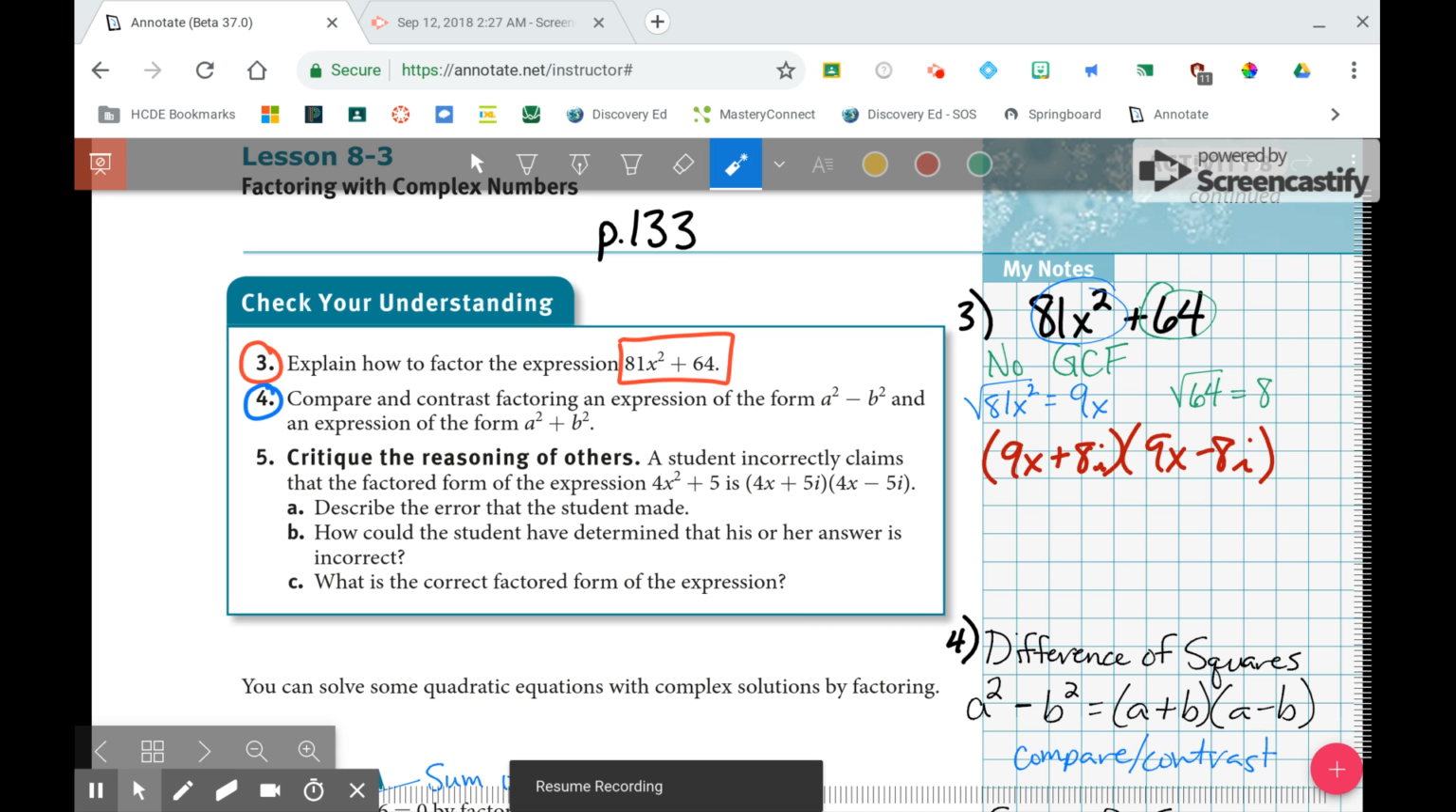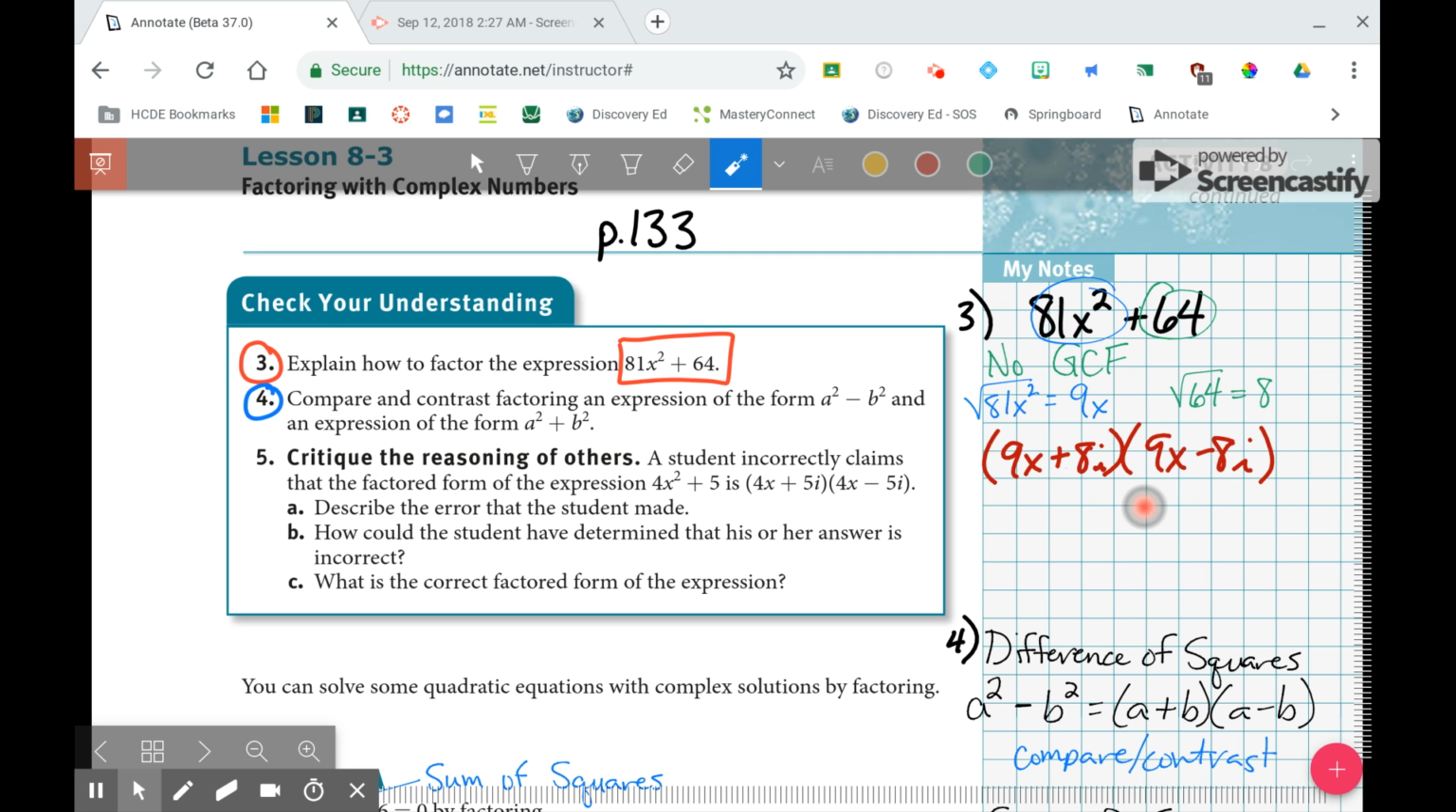Okay, let's just quickly check. It was a sum of squares. There was no GCF other than 1, but 1 never helps. So we take the square root of the first term and the square root of the last term. This first term does have an x squared. So when we take the square root of 81, we do get 9. But remember, there is an x with it. So when we write the factors, we need to make sure we have that x with the 9. Square root of 64 is just 8. There's no additional variable with that, so we just have the 8.